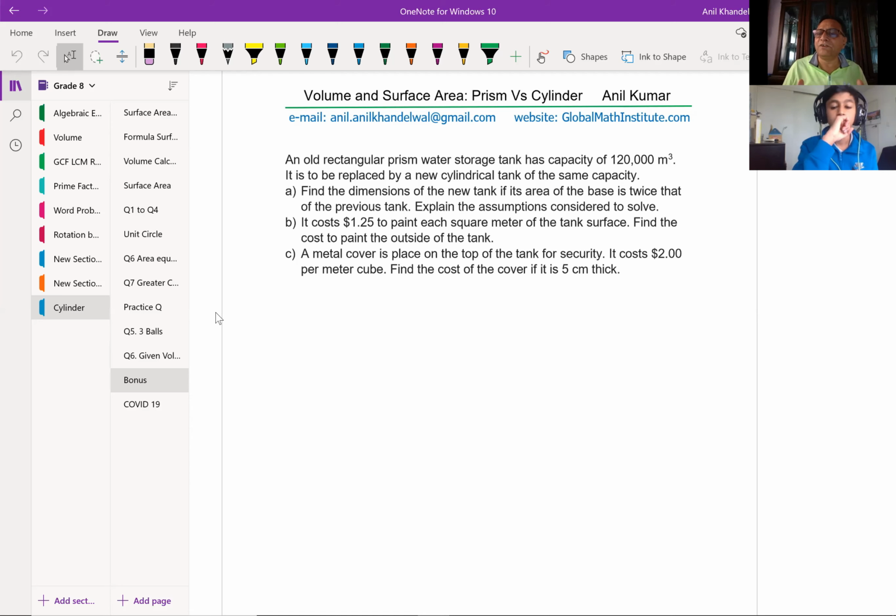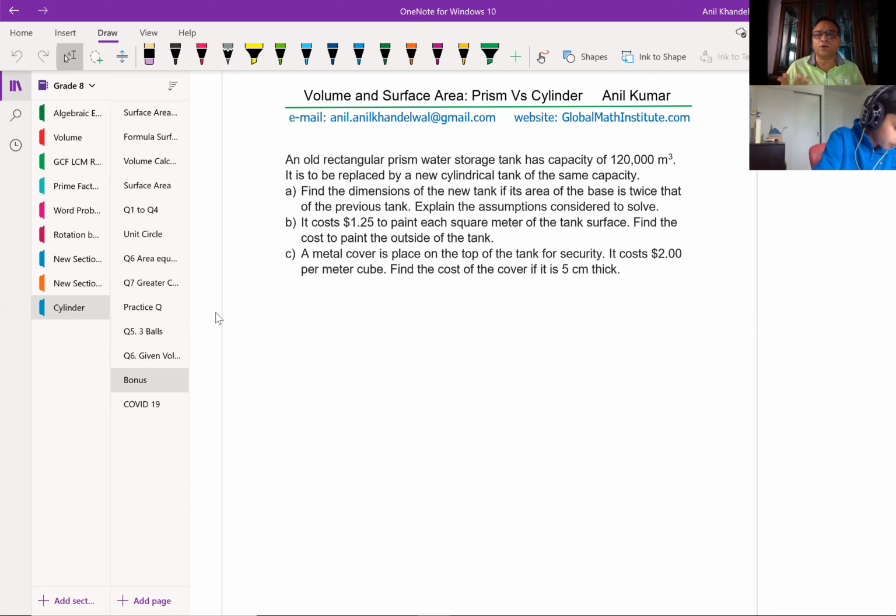So we are given the area of the base in relation to the previous tank area, correct? So what is going to be the area of the previous tank, which is a rectangular prism? So we'll assume, first assumption, that the previous rectangular prism is a cube in nature. So all the dimensions are the same, right? Therefore, each side will be the cube root of 120,000, right? So make a note of this. Each side will be the cube root of 120,000.